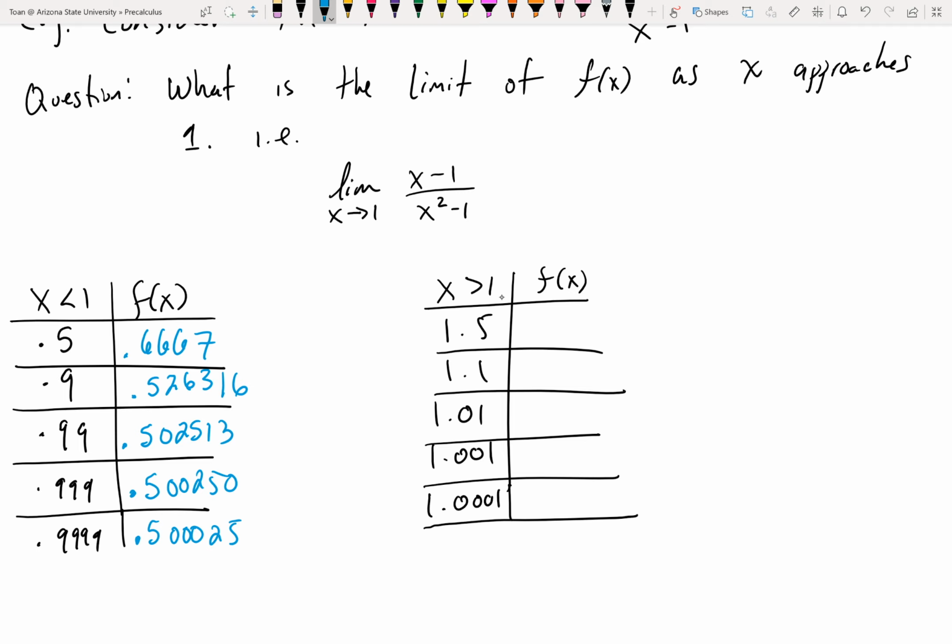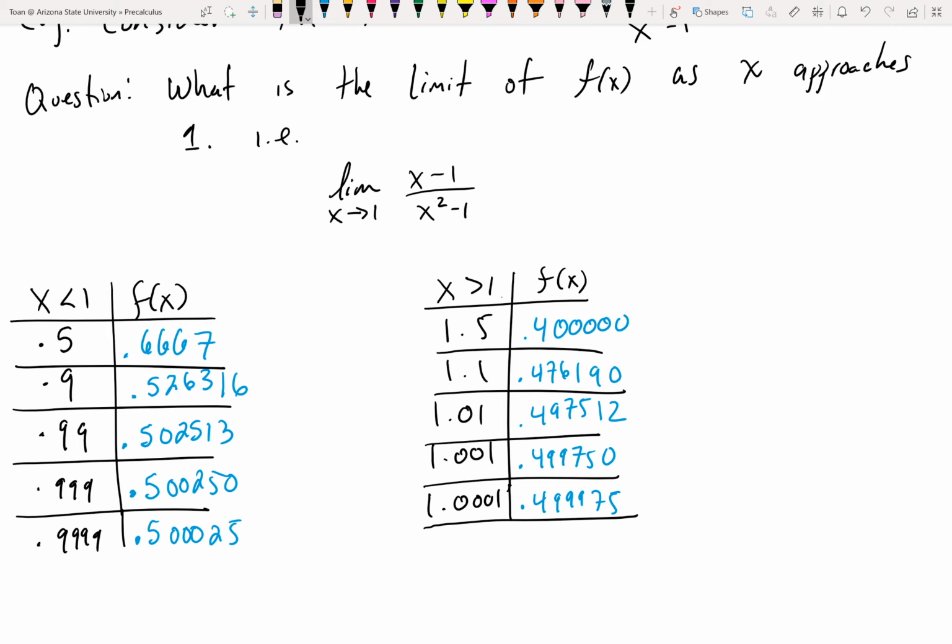Let's do the other table. Plug in a 1.5 and you're going to get a 0.4, pretty much exact. Plug in a 1.1, you're going to get a 0.476190. Plug in a 1.01, you get a 0.497512. Plug in a 1.001, you're going to get a 0.499750. Plug in a 1.0001, you're going to get 0.499975. Whew, a lot of plugging and chugging.